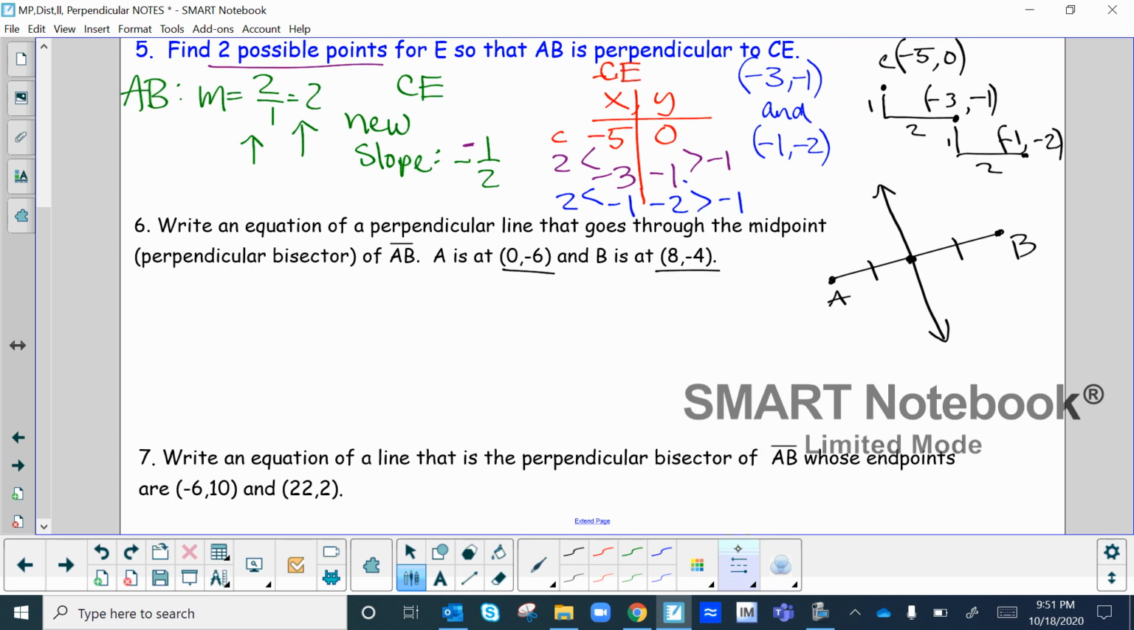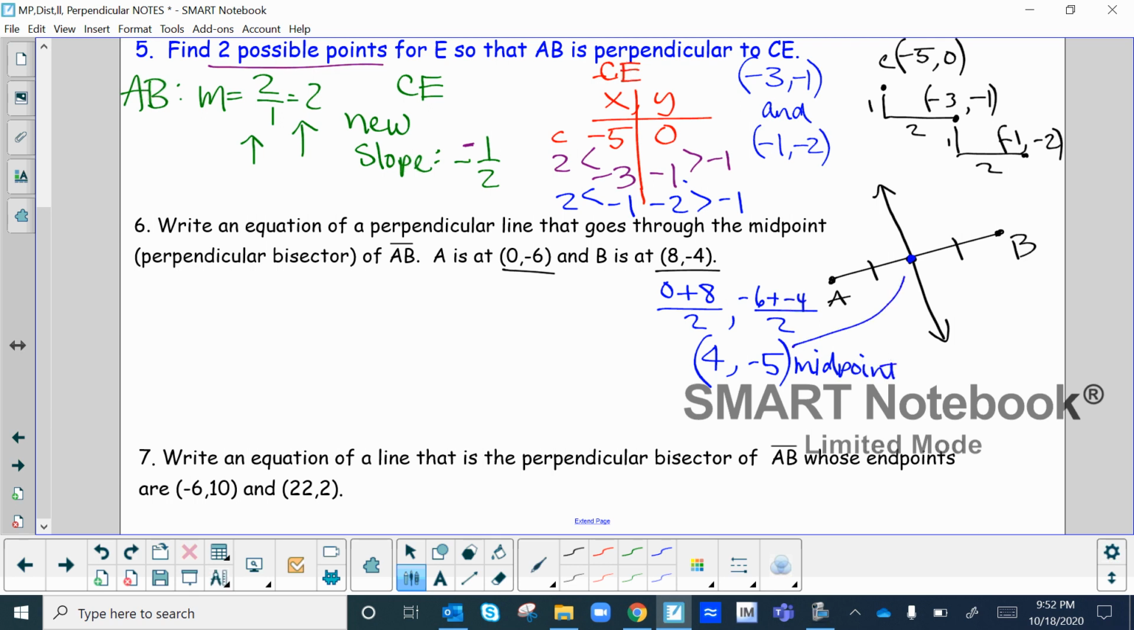So to find the midpoint right here, I just need to add 0 plus 8 and divide it by 2. Remember midpoint and distance from the previous one. And then I'm going to do -6 plus -4 and divide that by 2. So we can do this probably in our head. 0 plus 8 is 8. 8 divided by 2 is 4. And then over here, -6 plus -4 is -10. And -10 divided by 2 is -5. So this is our midpoint right there, guys.